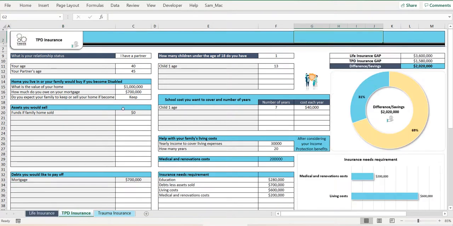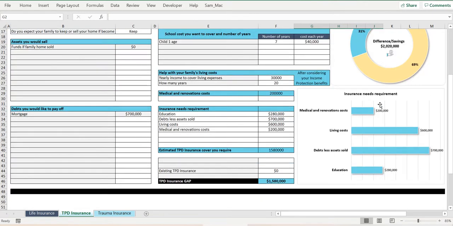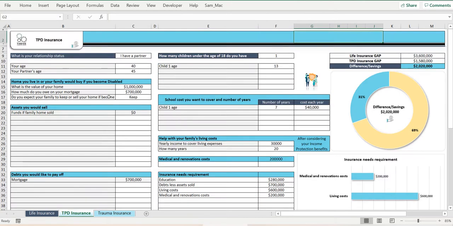In terms of this, I see that you have a TPD insurance, and we have say cost. This one is coming from the first sheet, and then I'm showing the difference in this particular chart. Let me know if that is what is intended, if it is supposed to be a positive or a negative. I've shown you the green aspect of that, and this one shows you the need for requirements.